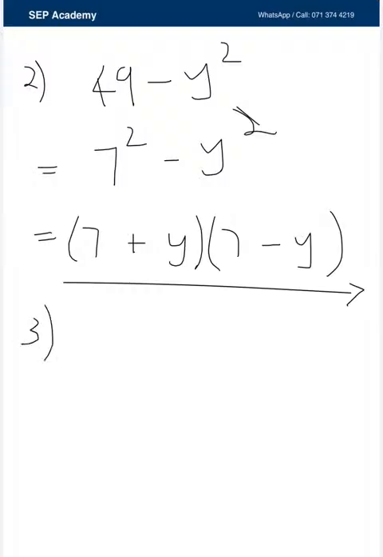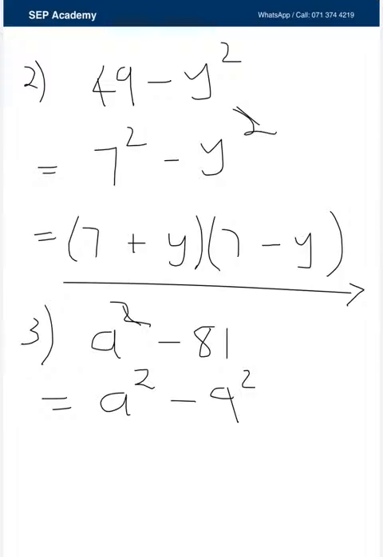Let's look at example number 3. Maybe we can say a squared minus 81. When it comes to a squared, it is sorted. But what about this 81? If I try to remember, I think it is 9 squared. Yes, if you punch 9 squared, it should give you 81. So once you've done this, you now have the difference between two squares. The difference simply talks about that minus in between. Between what? The squares. That's why we said this is the difference between two squares.